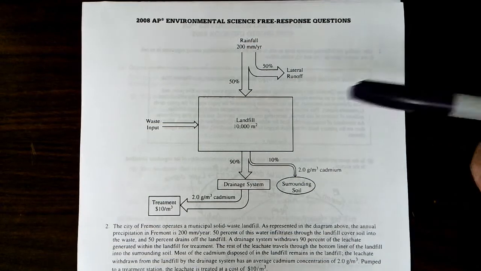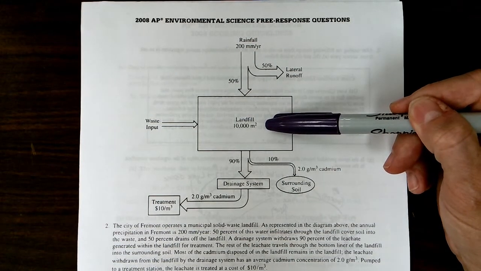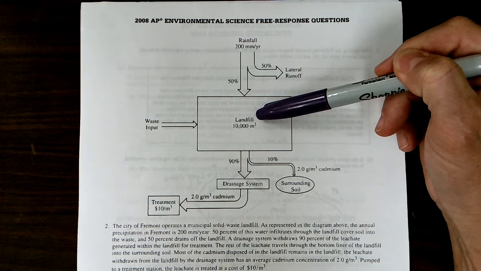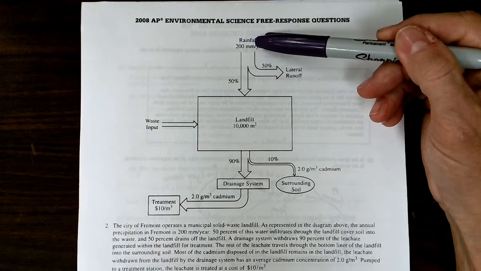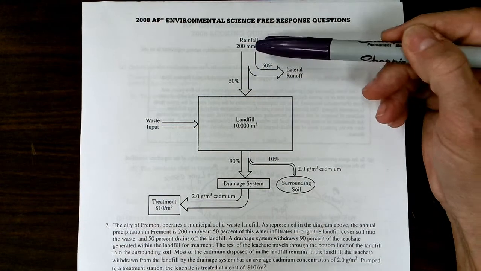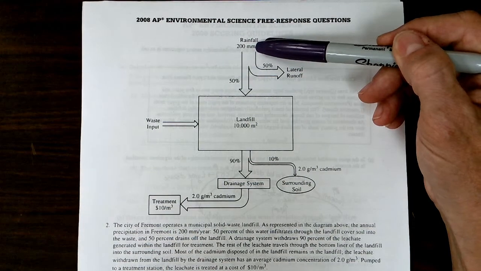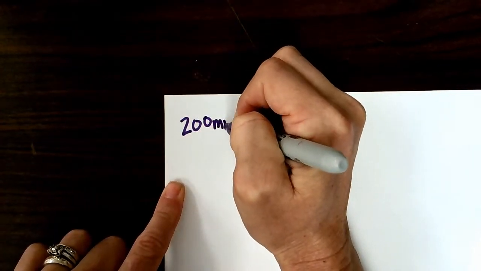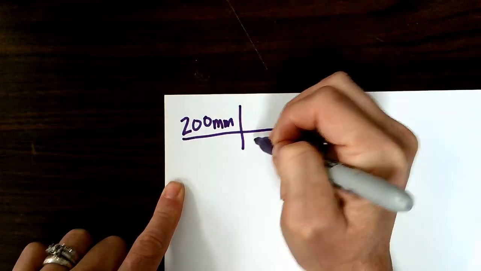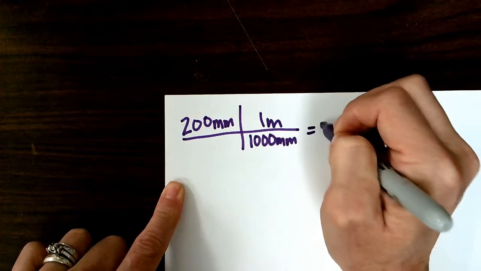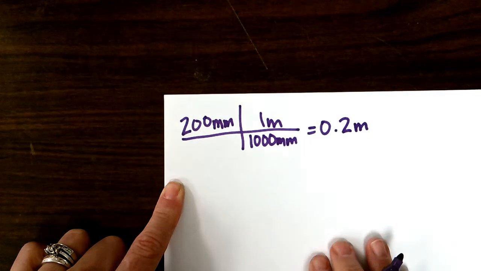Alright, so what we're going to do is multiply the area of the landfill by the volume that flows into the landfill. They should tell us we've got 200 millimeters of rainfall per year, and 50% of it goes through the landfill. So first thing we've got to do is get this millimeters into meters. So I'm going to set up some dimensional analysis. 200 millimeters divided by 1,000 millimeters in 1 meter equals 0.2 meters.